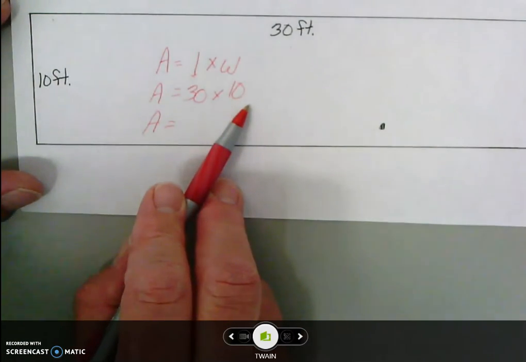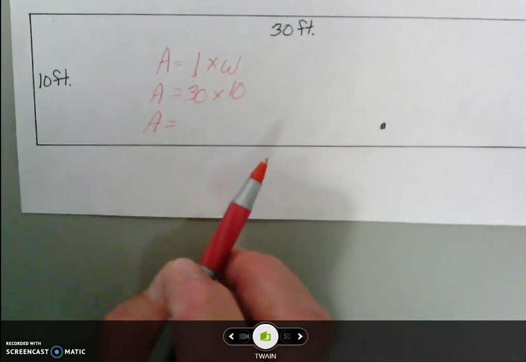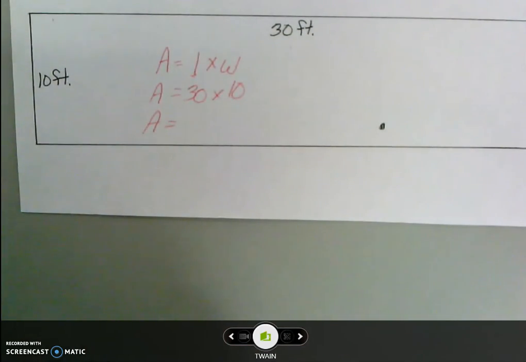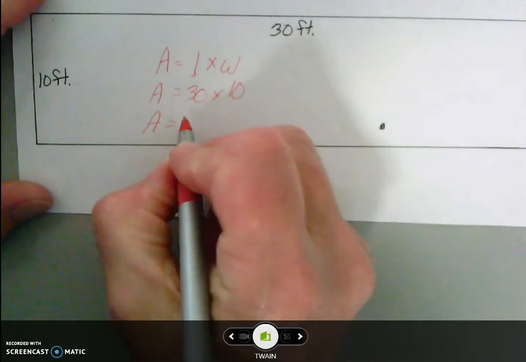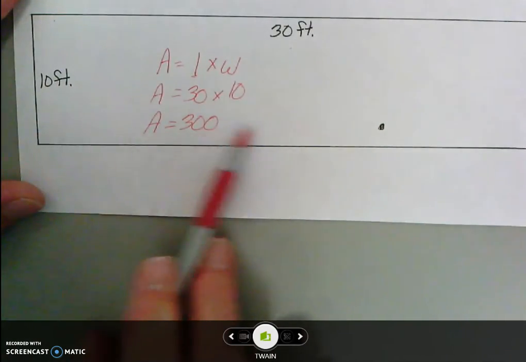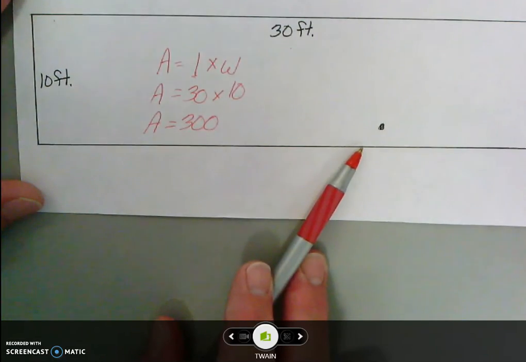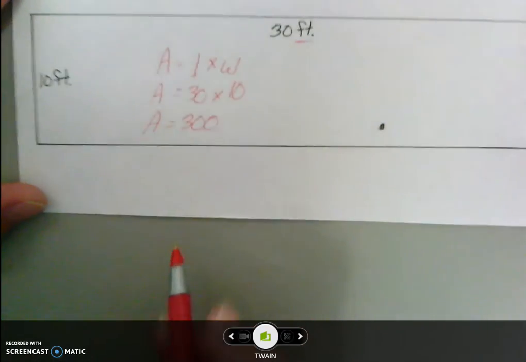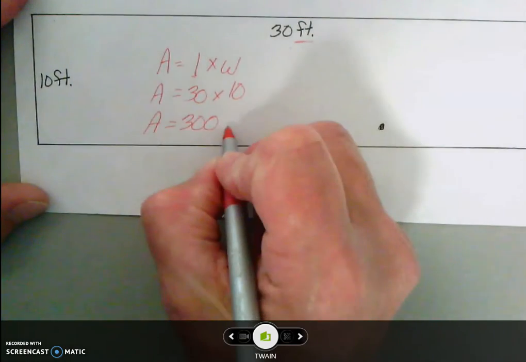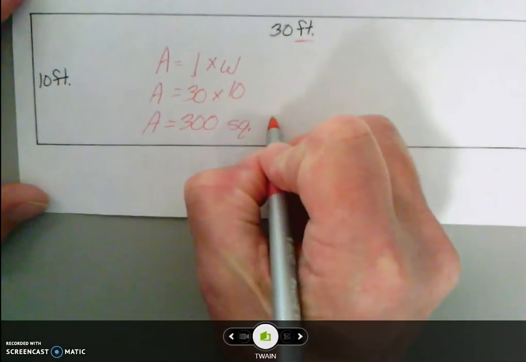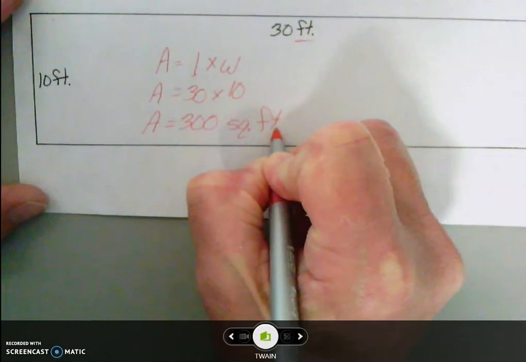Who knows what that is? We've done this mental computation before. Let's see. Deegan, what do you think? You're right. It is 300. Now, do we label it 300 square inches? No, because we're not talking inches, we're talking feet. So this time we have to label it 300 square. We still need to do square. And then we say feet.